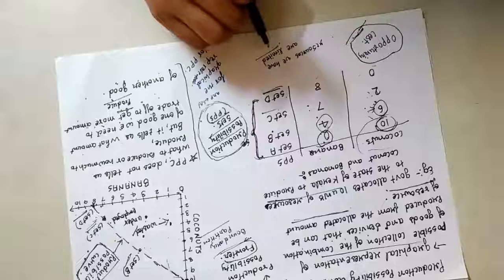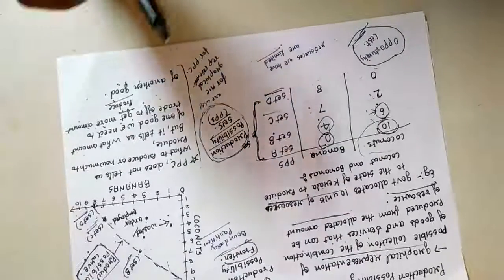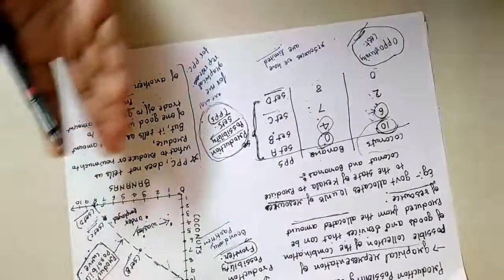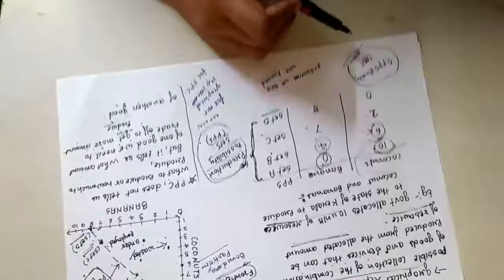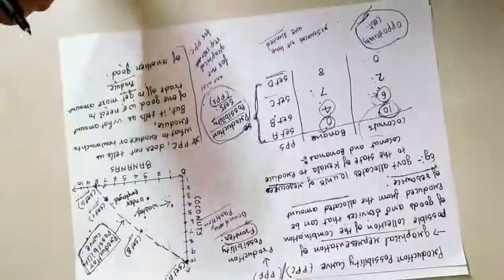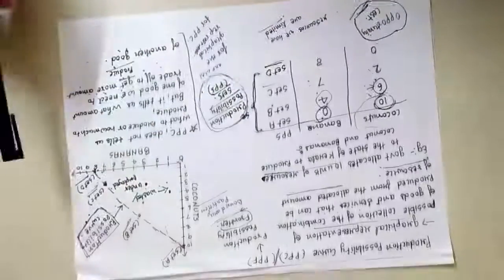The resources we have are limited, so we are forced, or we have no other option but to make a trade-off between two alternatives. The opportunity cost will be discussed in the next video.